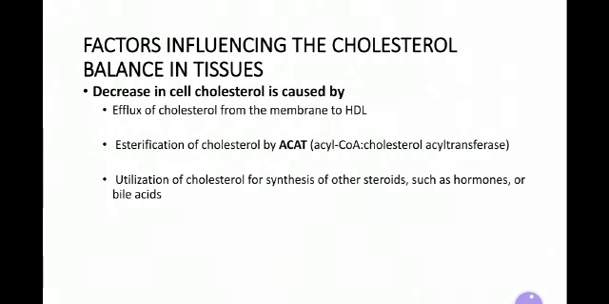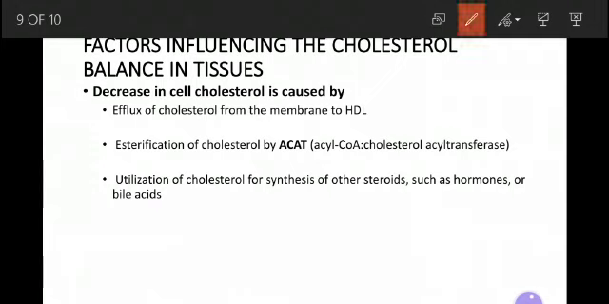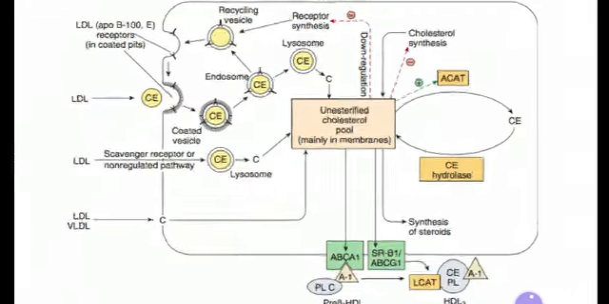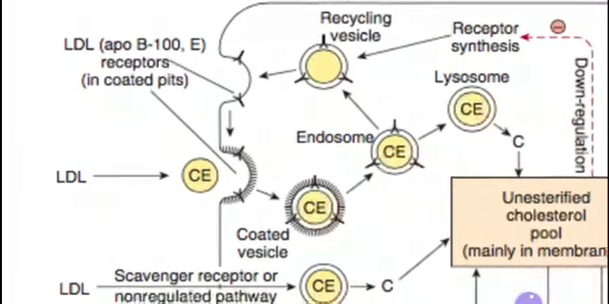Now, what are the events which decrease the cell cholesterol? The decrease in the cell cholesterol is by the efflux of cholesterol from the membrane to the lipoprotein particles called HDL, esterification of cholesterol by the enzyme ACAT, acyl-CoA cholesterol acyltransferase, and the utilization of cholesterol for the synthesis of steroid hormones.